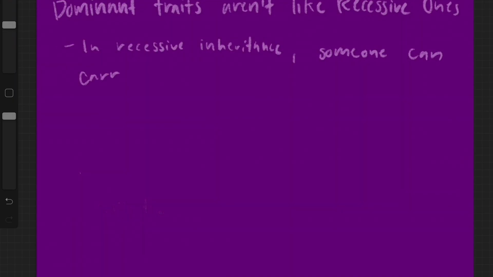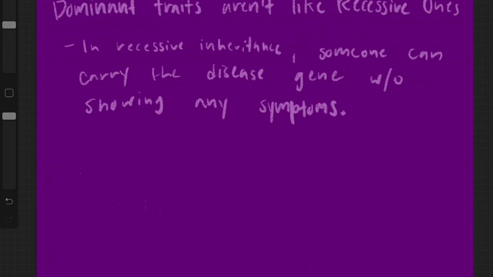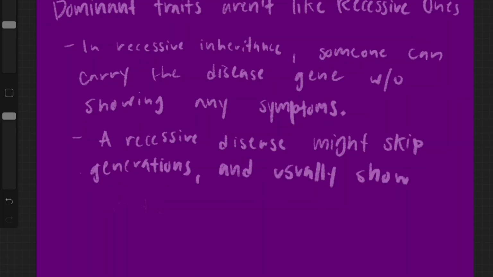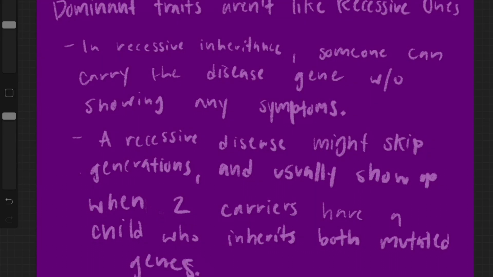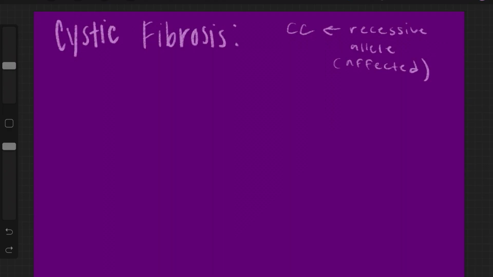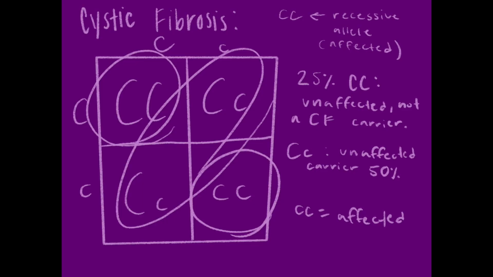Dominant autosomal traits are not like recessive ones, since in recessive inheritance, someone can be a carrier of a mutated gene without showing any symptoms of the mutation. A recessive disease might skip generations. Two mutated copies are needed, one from each parent, for the mutation to be present in the offspring. An example of this can be shown with cystic fibrosis, an inherited disease caused by a recessive allele. When drawing a Punnett square of two carriers of the recessive allele, you can determine the chances of cystic fibrosis in their offspring.